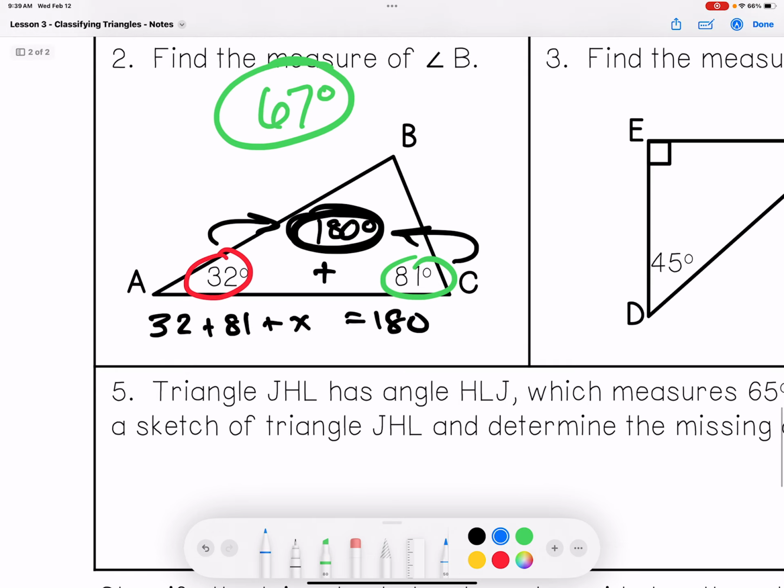How would you do that? You add these two up, which is 113. And then you subtract that from both sides, and it goes away, and you're left with x equals 67.